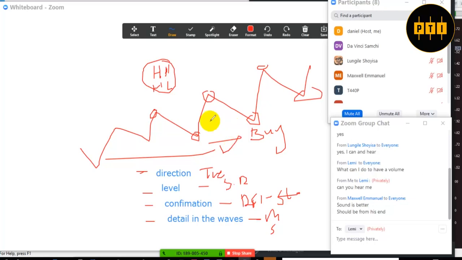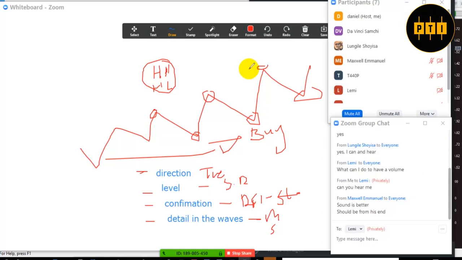So once this pattern of higher highs and higher lows is violated, it is no longer a healthy trend. It is no longer good for you to take a trade.